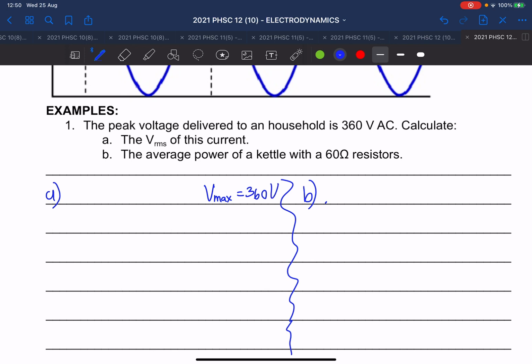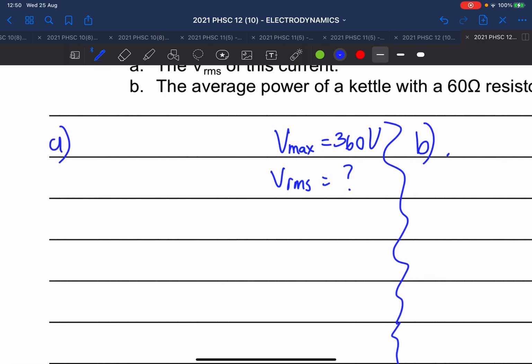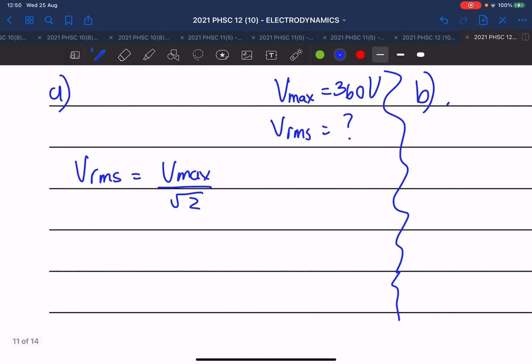Right, then they ask you question A, calculate the RMS value of this current. This question will count 2 marks in a test or exam. So they give you the maximum, they want the RMS. There's one formula that takes you from the maximum to the RMS: volts RMS is volts max over the square root of 2. So that is 360 over square root of 2.